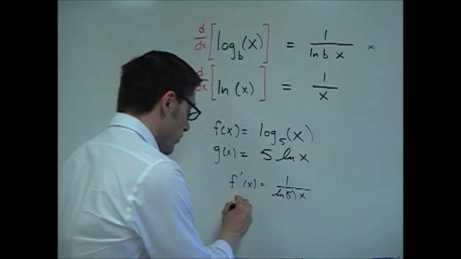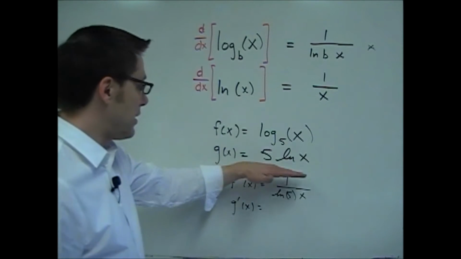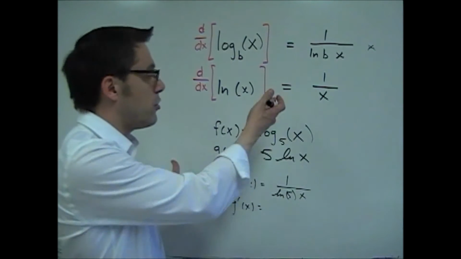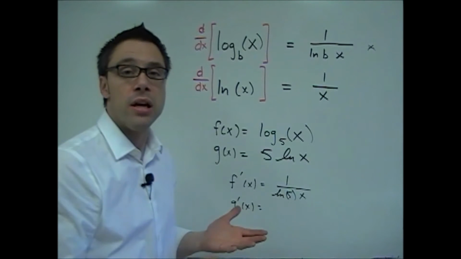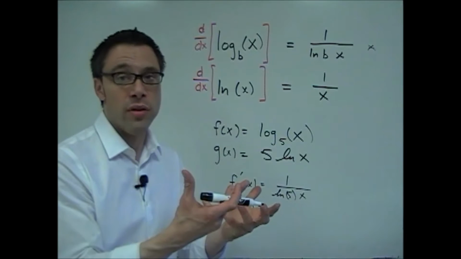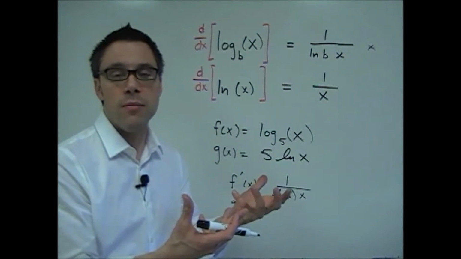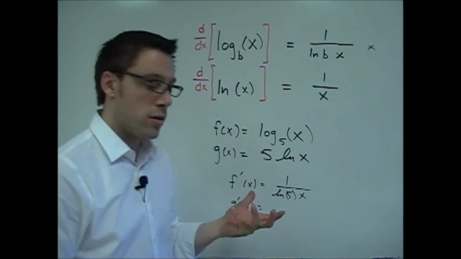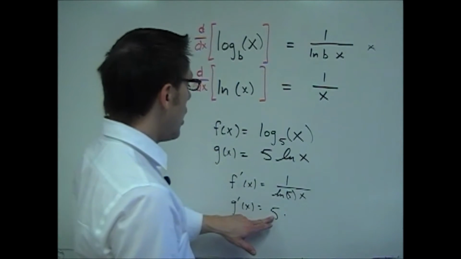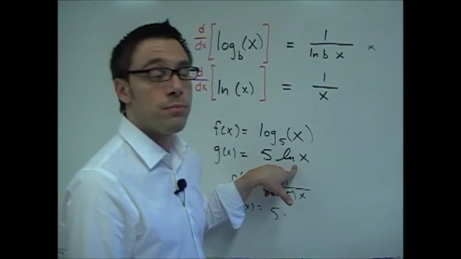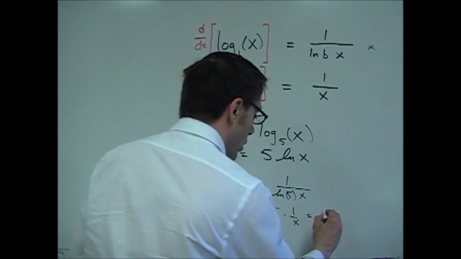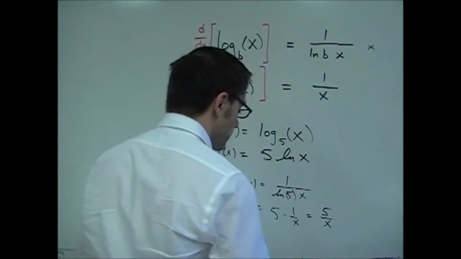And similarly, the derivative with respect to x of my second example, g, is just going to be 5 multiplied by the derivative of log x. Remember the properties of derivatives: if I just have a constant multiplied by a function and I take the derivative, I just keep that constant and multiply it by the derivative of that function. Well, the derivative of log x is 1 over x, so I get 5 times 1 over x, or 5 over x.